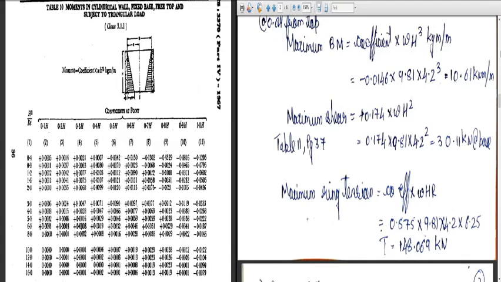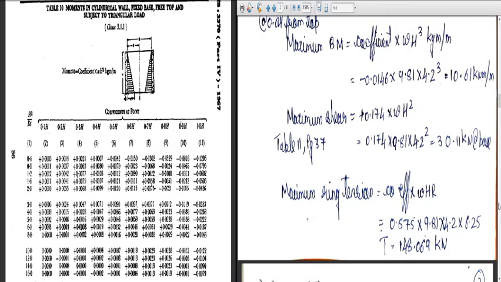So let us see the shear at the base in Table number 11.